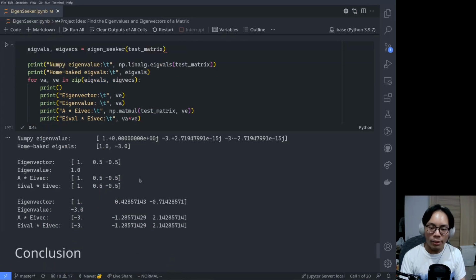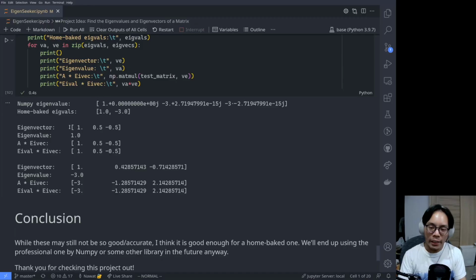And here's an example. We're going to use the matrix that we used before. Using NumPy's eigenvalue finder, we end up with 1, minus 3, and minus 3. So basically just 1 and minus 3, right? And this is our home-baked eigenvalue finder. So we get 1 and minus 3.